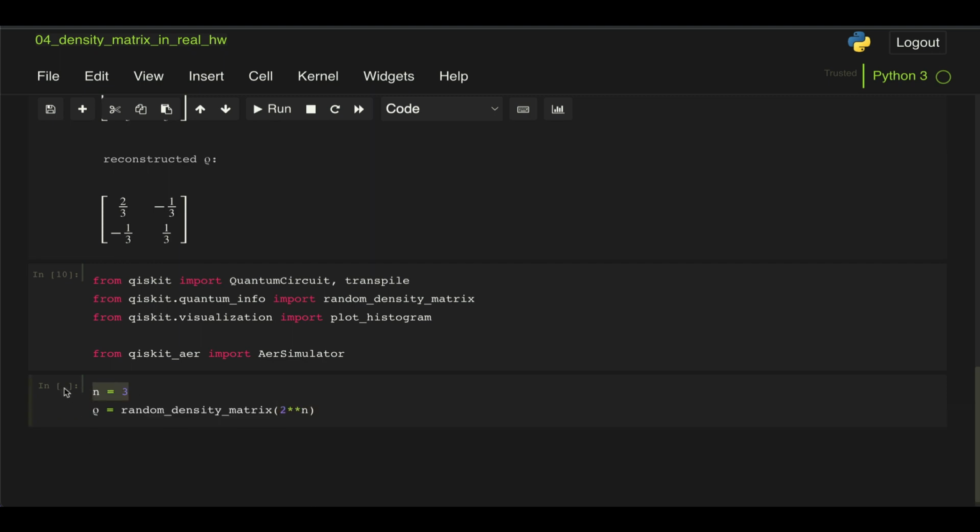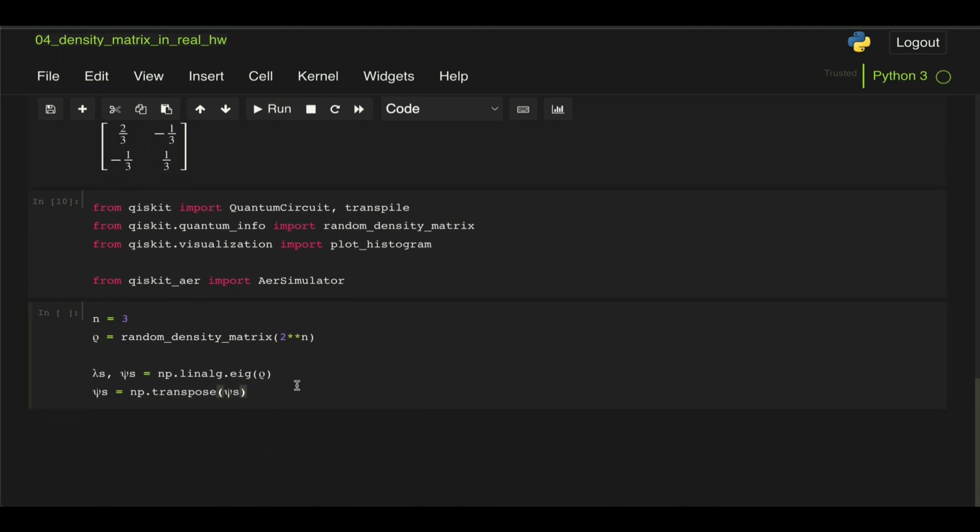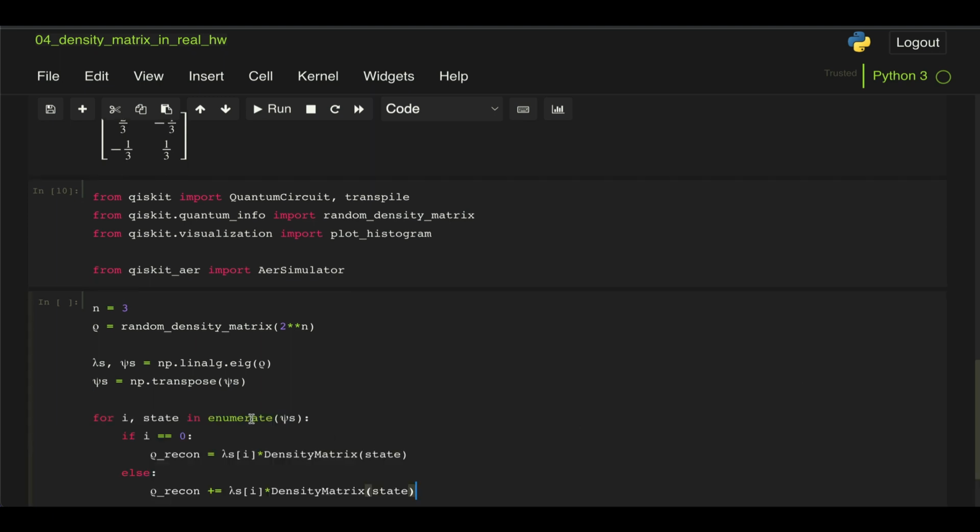Okay, so let's go ahead and create some random density matrix. And let's do it for 3 qubits, so that way we have a big enough system to make this interesting. And let's perform that same decomposition we showed above. So we're going to get some lambdas and some psi, and we're going to transpose the psi, so the state vectors are in the rows of a matrix and not in the columns. And let's reconstruct that matrix.